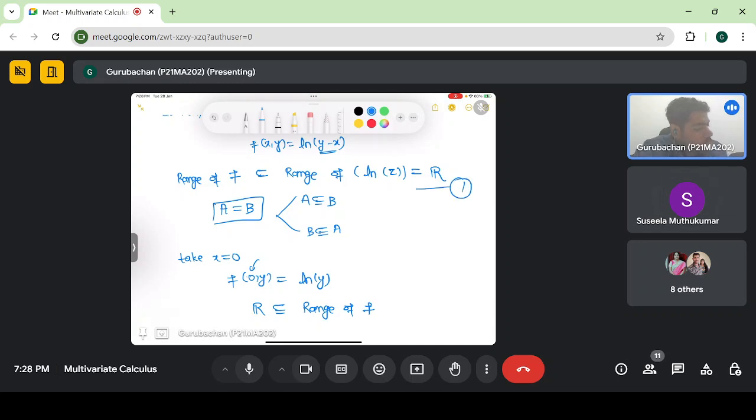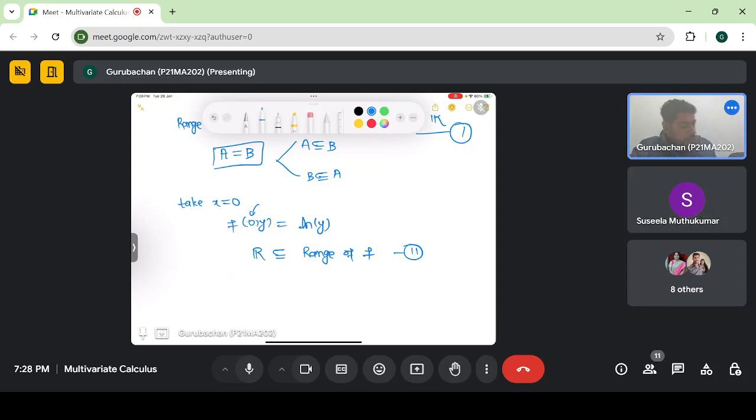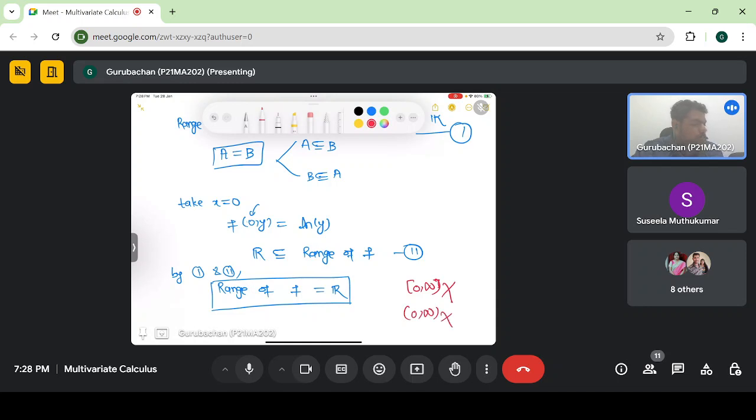So this is one containment and this is another. Range of f will come out to be exactly R. I hope now it is clear to everybody that it is whole R, and it is not 0 to infinity and not this open interval. Okay, this is whole R. So I'm just erasing this.